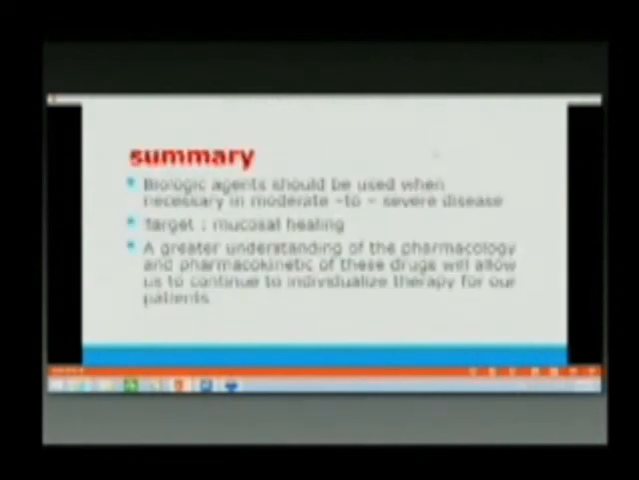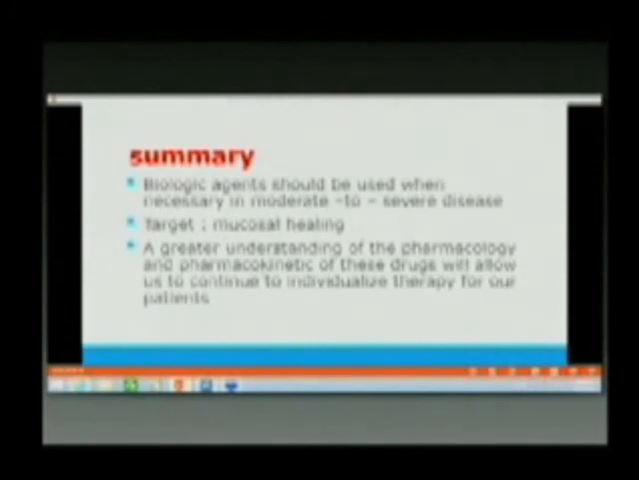Biologic agents should be given to patients with moderate to severe disease, especially if you have patients with aggressive variables. These are the patients most likely to need early biologic therapy. Our target should be mucosal healing, because mucosal healing translates to patients with less hospitalization, fewer relapses, and fewer complications or surgery in the future. Having said that, if we cannot achieve deep mucosal healing, at least we should have clinical remission and endoscopic remission.